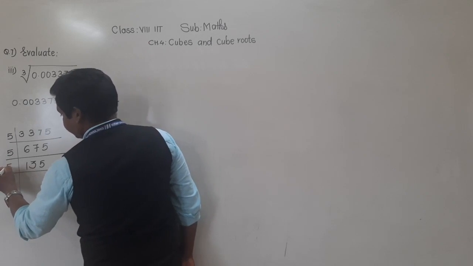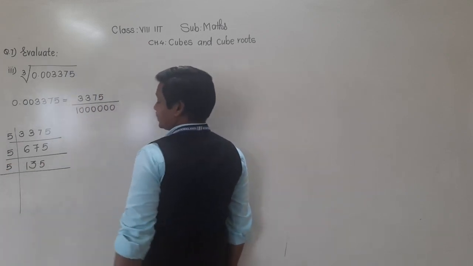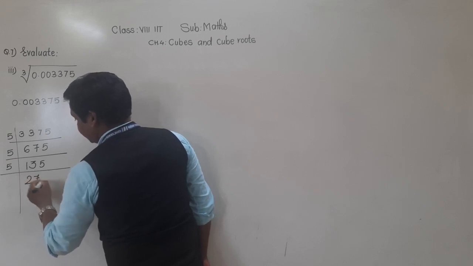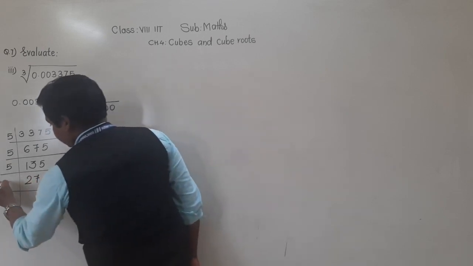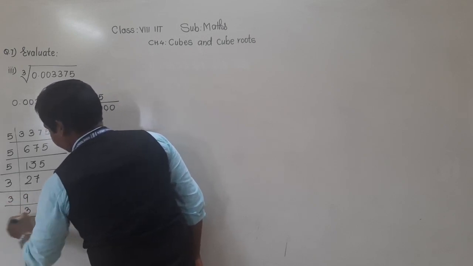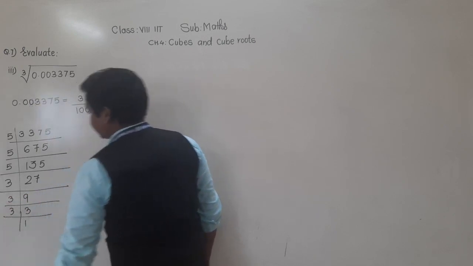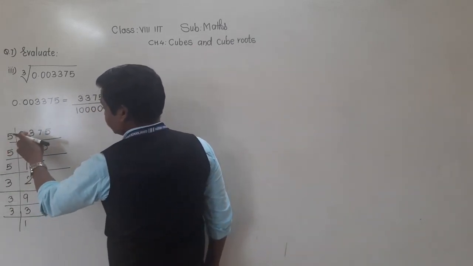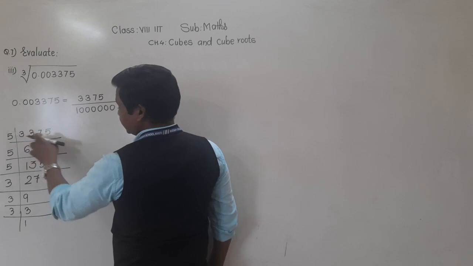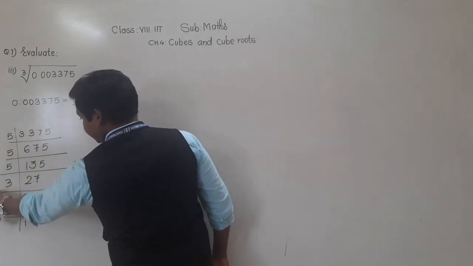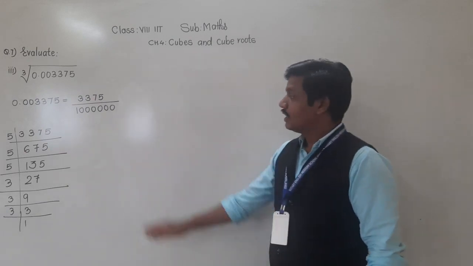Again 135 is also divisible by 5, since the last digit is 5. So 5 2s are 10, 5 7s are 35. 3 9s are 27, 3 3s are 9, and 3 1s are 3. So these are the prime factors of 3375. Since it is a perfect cube, the factors are in triplets, 3 times 5, 3 times 3. Got it?